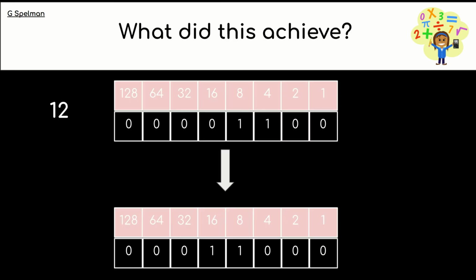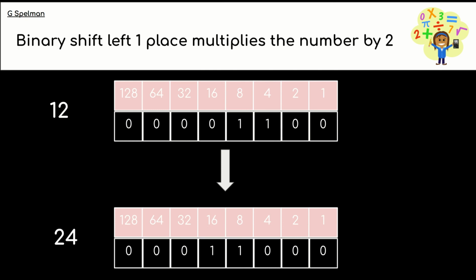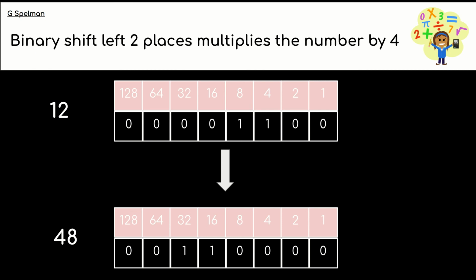Okay, so we started with 12. We did a left shift one place this time, and we ended up with 24. So what has happened is the number has been multiplied by 2. What do you think would happen if we had done the shift 2 places to the left? I'm sure you got this right. That would have actually multiplied the number by 4.